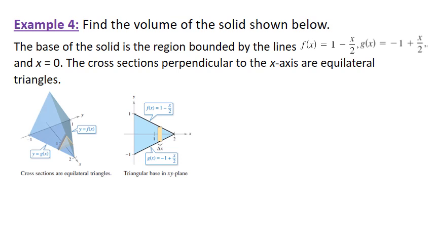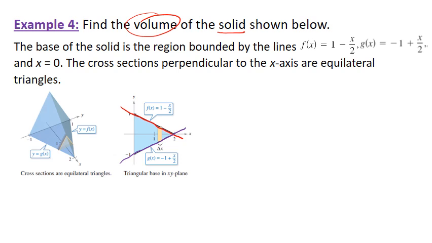So here is this example, and we want to find the volume of the solid shown right here. So this is like a cone, if you will, or not a cone, I'm sorry, a pyramid. It tells us that the base of the solid is the region bounded by these lines here. So our base is bounded by f of x, which is this line here, and g of x, which is this line here. So this is the base, the bottom of this.